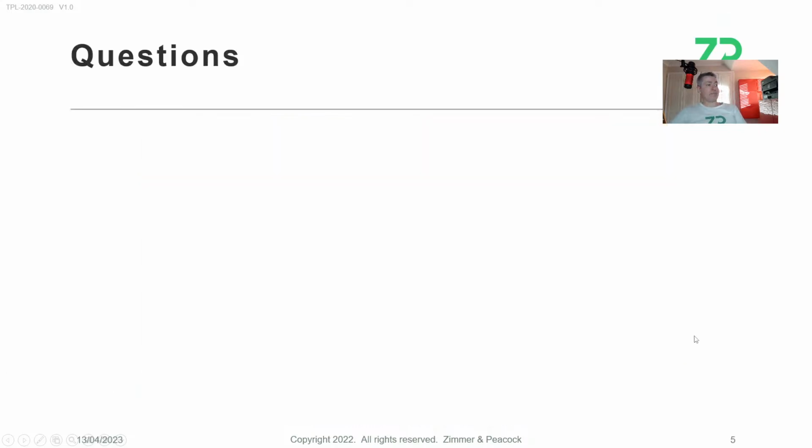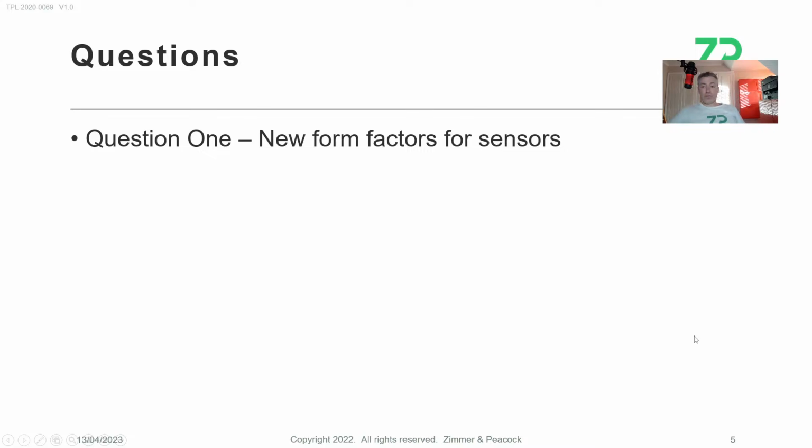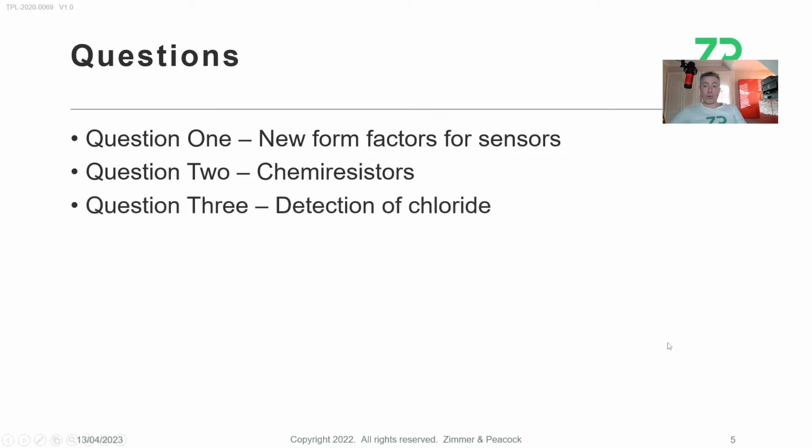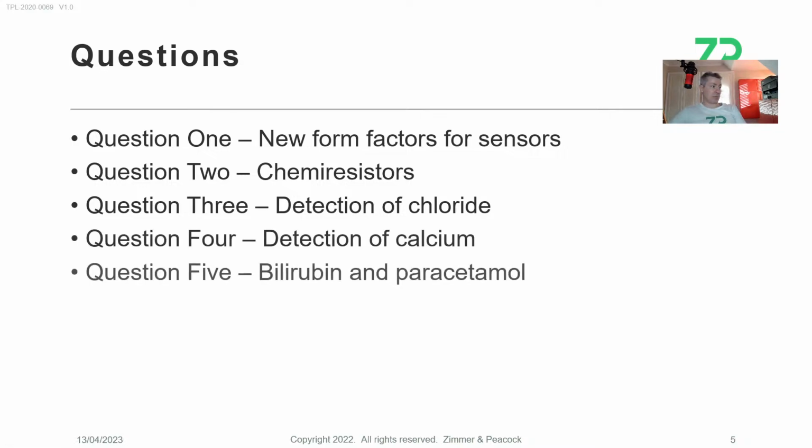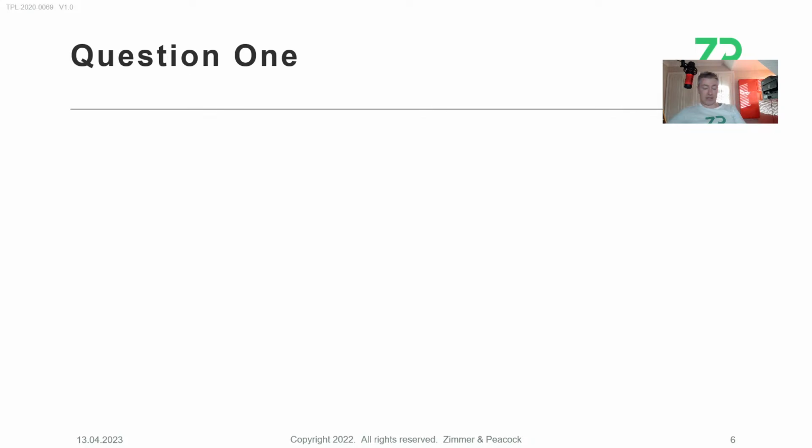I'll go a little bit quicker. So questions this week: new form factors for sensors. I will explain that question, but that's something that we've answered this week. We do have some more information around chemiresistors, so I will discuss that. Detection of chloride, we will talk about that. Detection of calcium, that will be mentioned. Also, a couple of, I want to call them miscellaneous really, but just talking about bilirubin and paracetamol detection, and also testing of ginger, which is our food sense. So let me go a little bit faster through this.